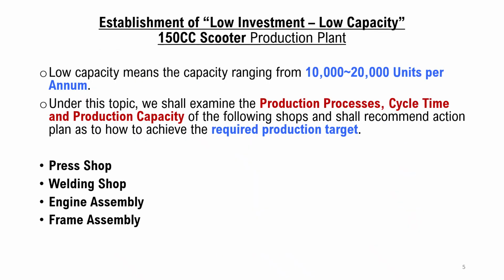By low investment, low capacity, we mean the capacity ranging from 10,000 to 20,000 units per annum. And under this topic, we shall be examining production processes, cycle time, and production capacity of the following sections, and shall recommend action plan as to how to achieve the required production target.